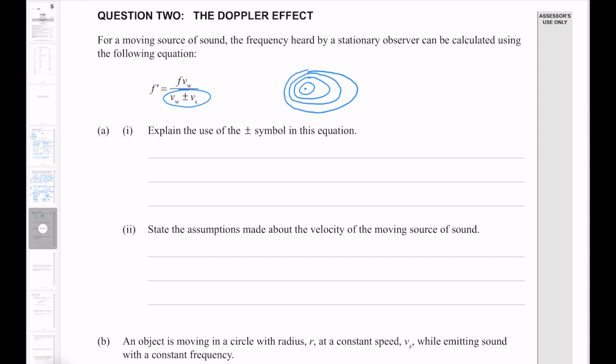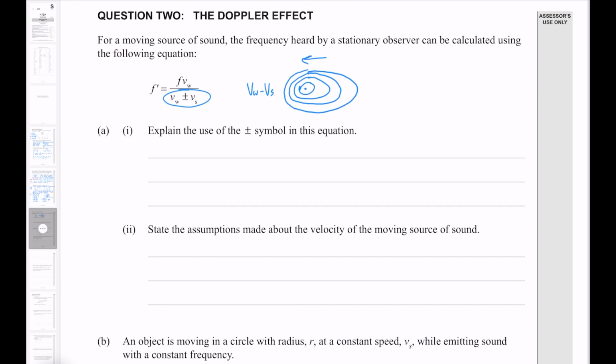For the waves traveling in front of the source, which is moving in this direction here, because the source is moving with the wave, the relative velocity of the wave is going to be less. And so our relative wave velocity is going to be VW minus VS. An extreme case is if the source was traveling at VW, at the wave's velocity, then obviously the relative velocity of the wave is going to be 0.